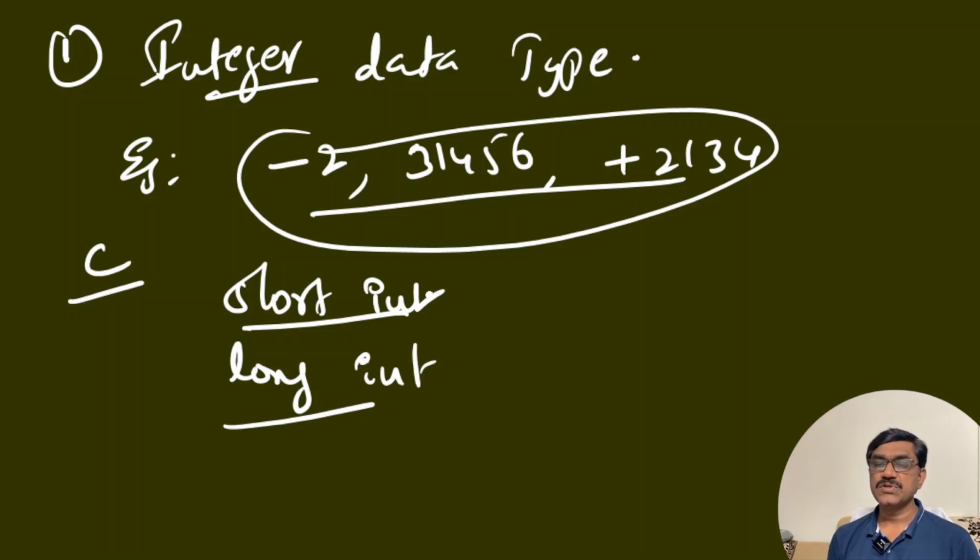This is very, very important. You should know this in Python. All integers come under only one type, and you can store any number of values or any number of digits. There is no maximum limit for the integer data type.